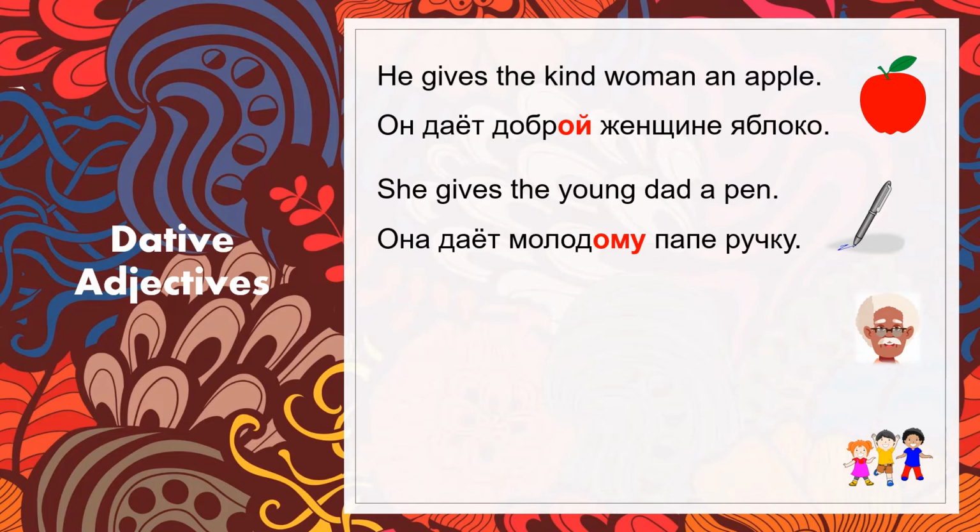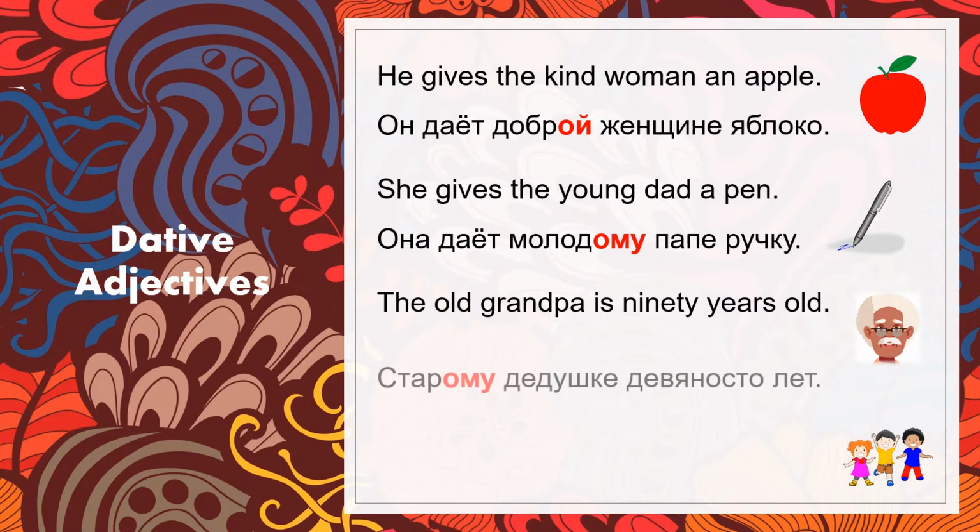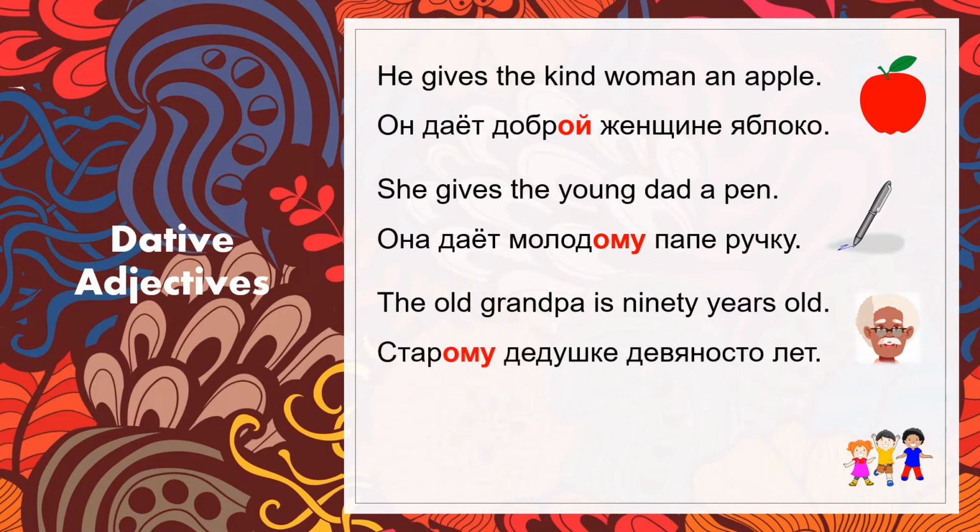Okay. Now, another example of when you use the dative case is when you're talking about age, right? Dative to date someone, to say how old they are. The old grandpa is 90 years old. So, old grandpa is going to be in dative case. Старому дедушке 90 лет.